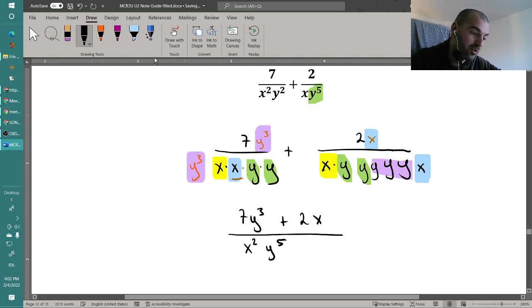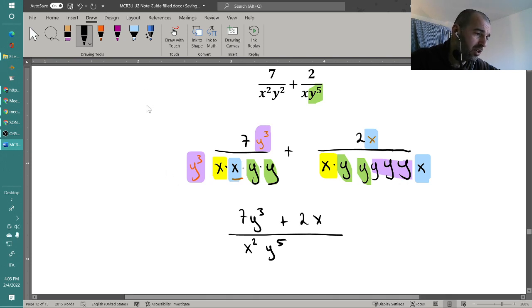Okay, and so now if you look closely, the bottom of this one has a Y to the 3rd plus 2 more Y's, so Y to the 5th, and it's got 2 X's. This one has a Y to the 5th and also 2 X's. Then the stuff that got multiplied in on the bottom in order to achieve that must also get multiplied into the top. Okay, so does that make sense?